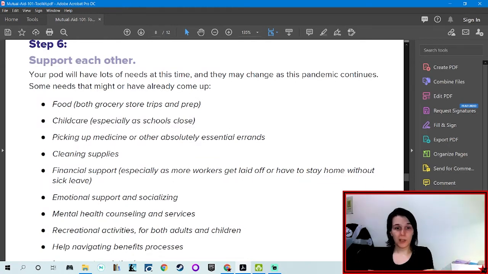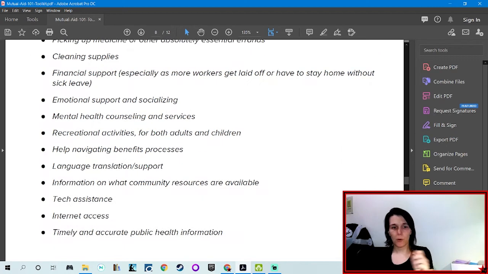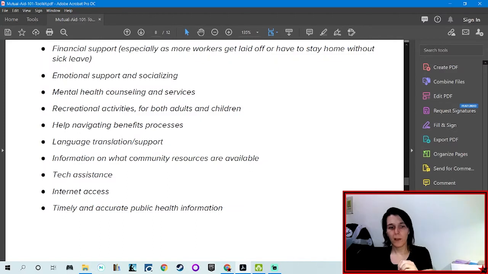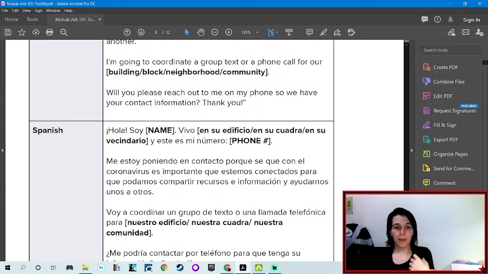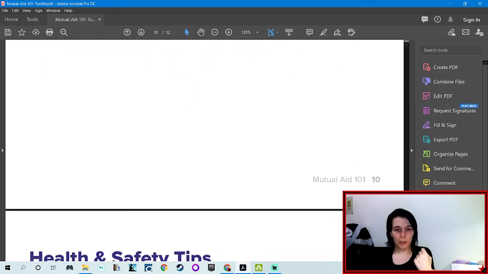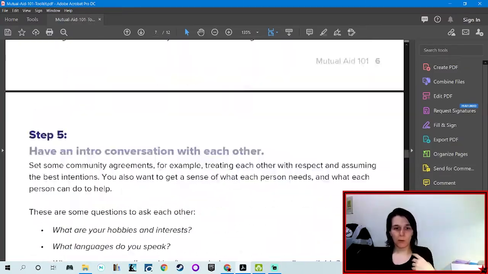Your pod's going to have a lot of needs: food, childcare, cleaning supplies, emotional support, mental health, internet access, anything that you need. Tutoring has been a big one during the course of the pandemic. Anything that you can provide, anything that you need, create lists of them and try to organize all of that together. And again, you have the invite information here, as well as health and safety tips for all of that.